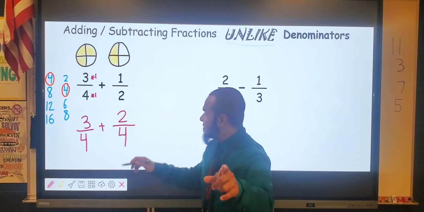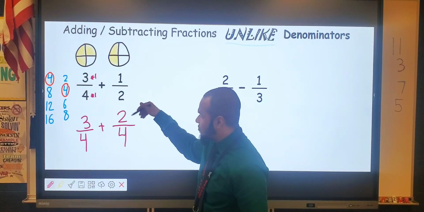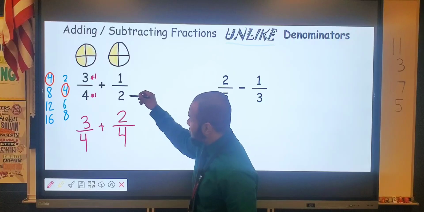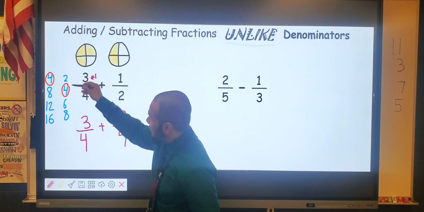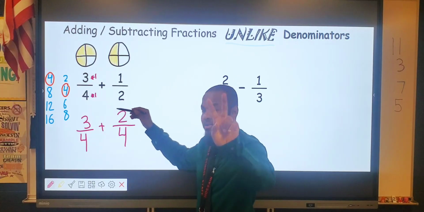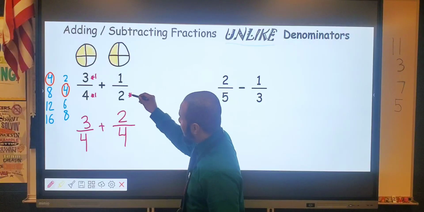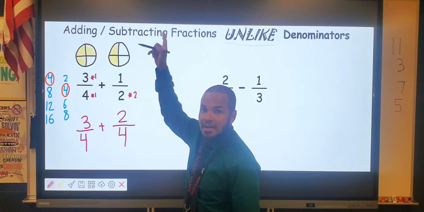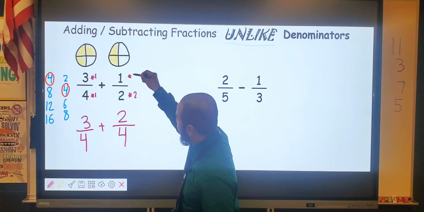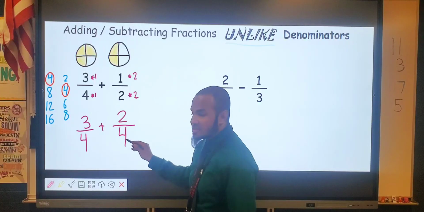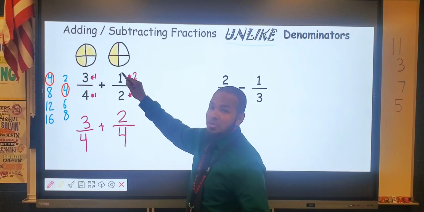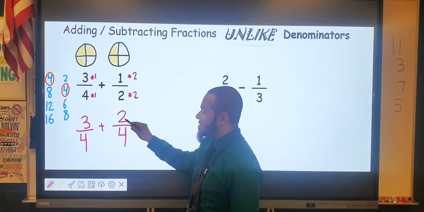But before I move on, think about this. How did this half turn into 2/4? Well, ask yourself, how does a 2 turn into a 4? 2, 4, meaning I multiplied it by 2. And so whatever you do to the bottom, I do to the top. So I'm gonna multiply this by 2. And so 2 times 2 gives me 4. And for my numerator, 1 times 2 is 2.